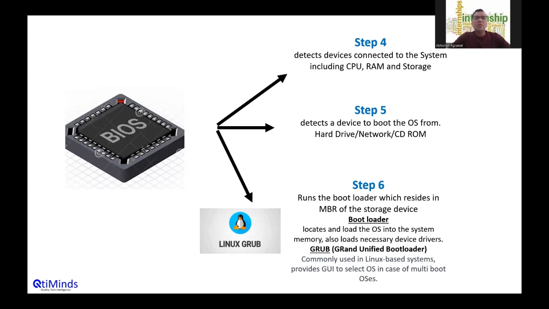So we got to know what step 1 is: switch on the power. Step 2, firmware is loaded from non-volatile memory, which is BIOS. Step 3, BIOS runs POST, which is a hardware diagnostic test. Step 4, it checks that my CPU, RAM and storage are working fine. And step 5, it finds out where my OS is lying, and then knocks on the door of the bootloader at the MBR location. And then as step 6, the bootloader loads the OS into the memory and the necessary device drivers also.